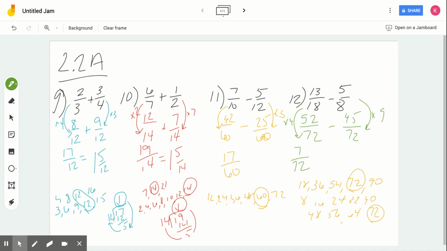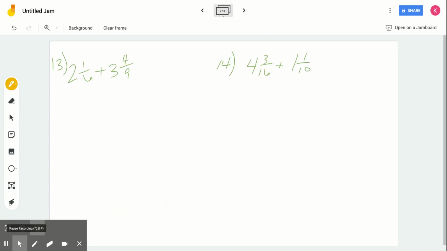Now let's go ahead and take a look at 13 through 16. So 13 through 16 is going to use the same adding and subtracting rules, but instead they're going to give us mixed numbers. My recommendation would be to start and change them all into improper fractions before finding common denominators. So go ahead and try to change those into improper fractions, and then we'll take a look at those together.